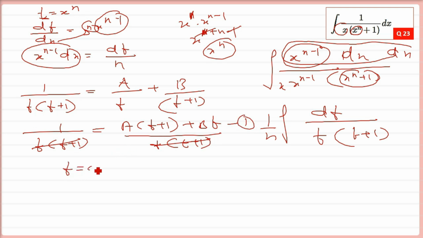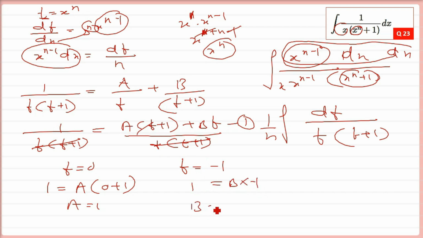Now when you put t equals 0, this b into t term will disappear. So 1 will be equal to a. Now when we put t equals negative 1, this whole first term will be 0. So the second term, b into negative 1, will be equal to 1. So b becomes equal to negative 1.